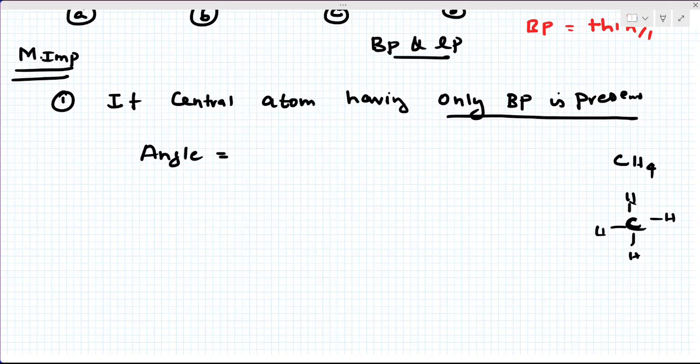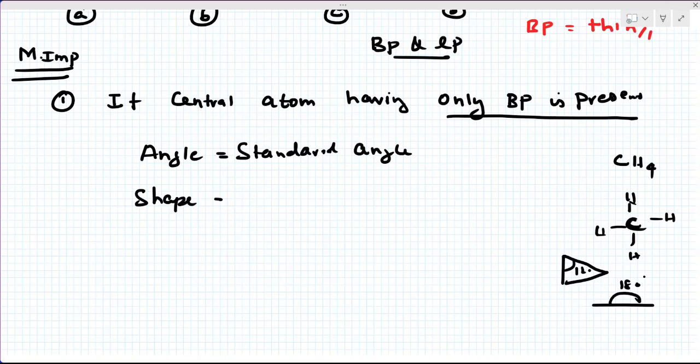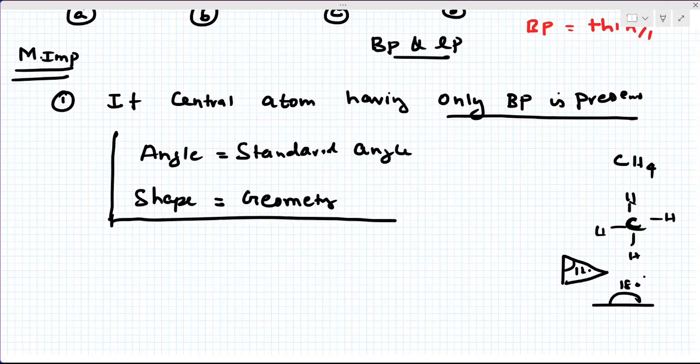is equal to the standard angle. I will tell you what the standard angle is. Trigonal planar, what is the angle? 120. Understand? Linear is 180. We got the point. This is the standard angle. Next, shape and geometry are the same. This condition applies when the central atom does not have a lone pair, it has only bond pairs. In that case the angle equals the standard angle and shape equals geometry.